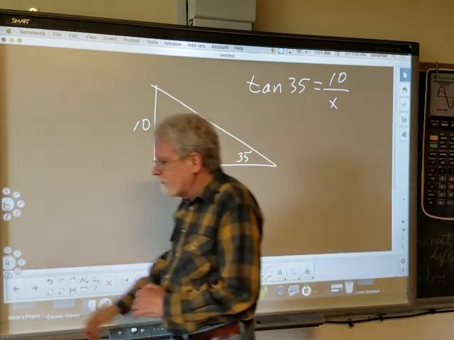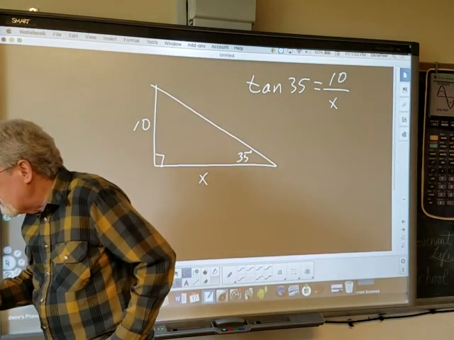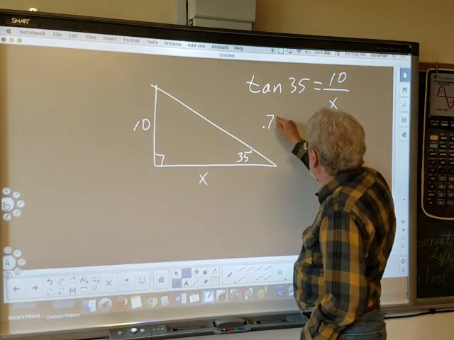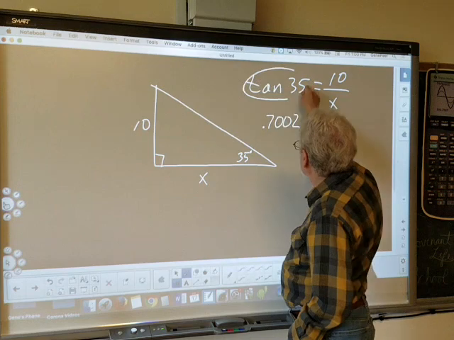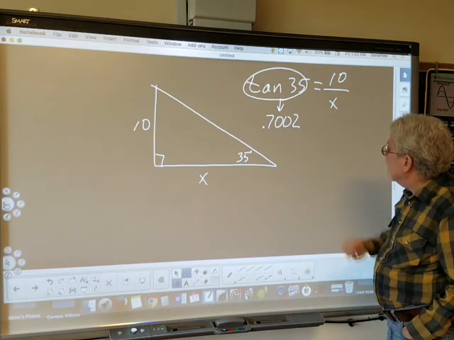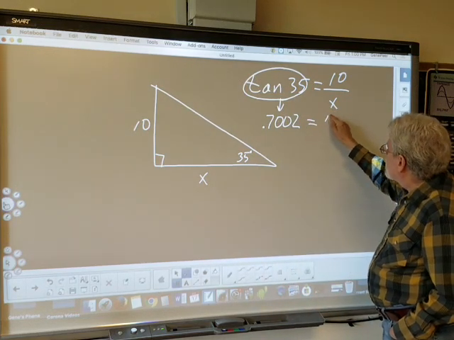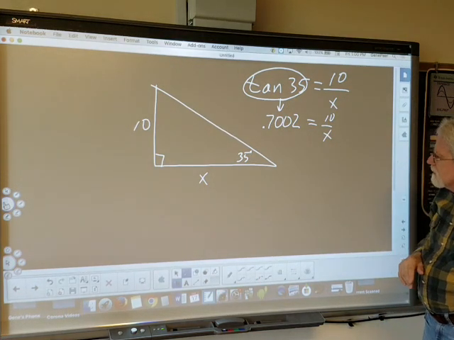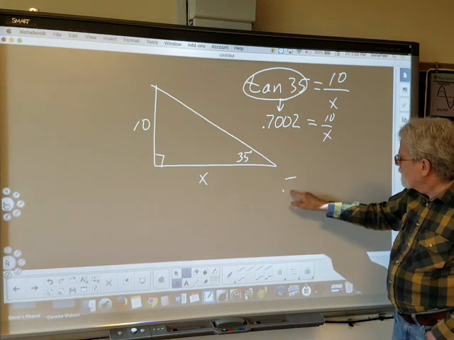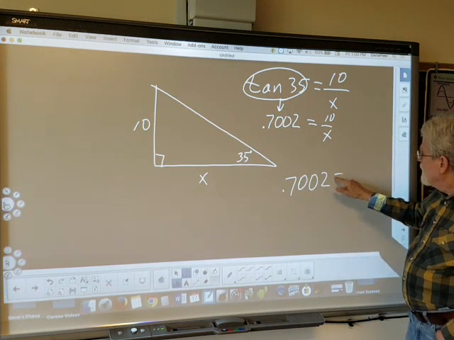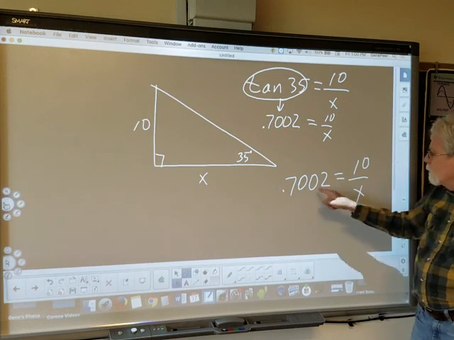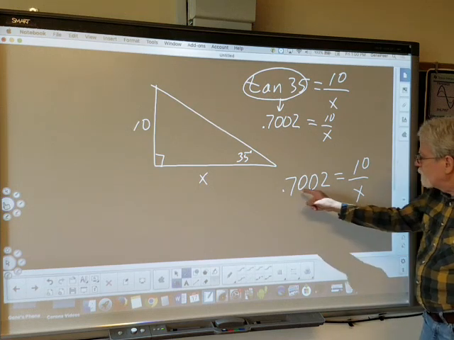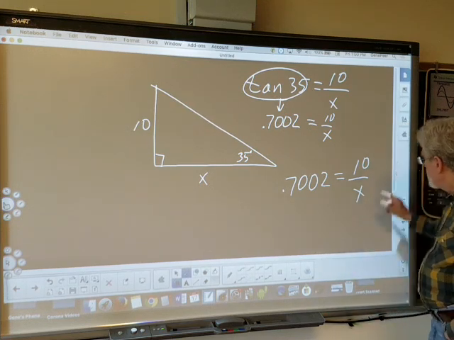We look up tangent of 35. I go to my book and I see that the tangent of 35 is 0.7002. I'm changing that into that. So 0.7002 is still equal to 10 over x. Now the question becomes, how do you solve for that? If you've got 0.7002 equals 10 over x. By the way, don't round that off until you are finished. Then you can round it to one decimal place. If you round it too early, that really messes things up.